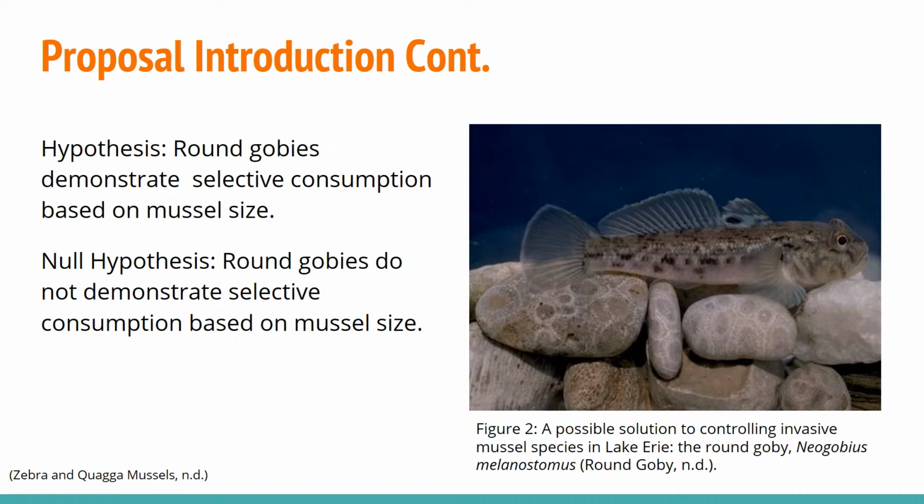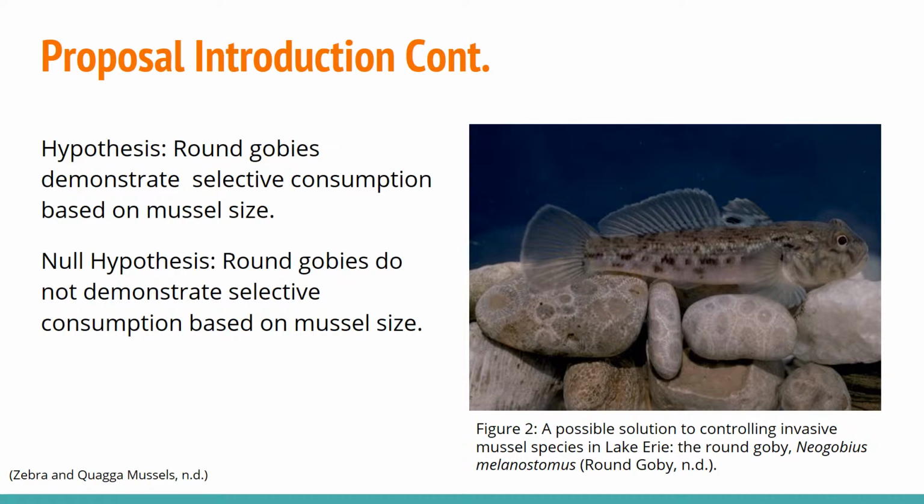Currently, many studies have investigated the feeding patterns and viability of a fish that we believe may be able to be supplemented into Lake Erie to decrease invasive mussel species while also maintaining native mussel species. This fish is called the round goby. After much research, we hypothesize that the round goby will demonstrate a size preference for mussels that they consume when offered a choice between larger native mussels and smaller invasive mussels.